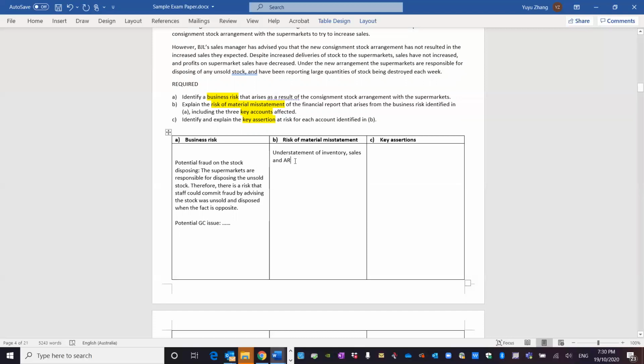So actually accounts receivable might not be so relevant, right? But if there is a credit sale, it's still about accounts receivable. So understated sales, understated inventory. Because once it is being claimed as unsold and disposed, those relevant stocks will be impaired, will be written off. That's right.